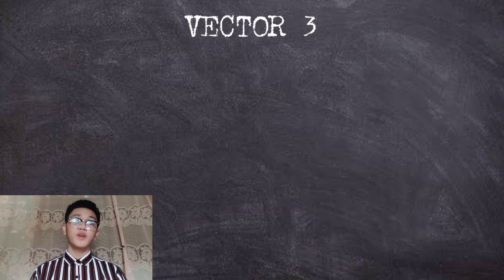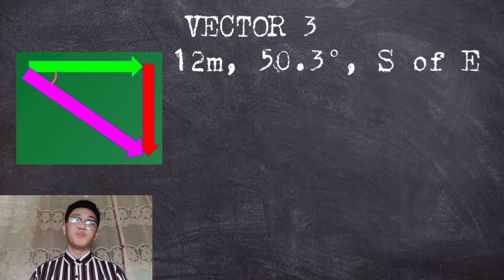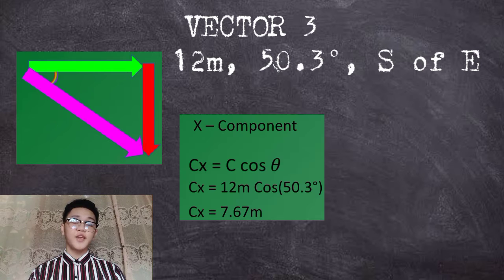So in this case, we will have to find the other x components and y components of each vector. To find the x and y components of vector 3, we have the given of 12 meters, 50.3 degrees south of east. Now to find the x component, we will use the equation cx is equal to c cosine theta. By substituting, cx is equal to 12 meters cosine 50.3 degrees. Now for the final answer, we have cx is equal to 7.67 meters.